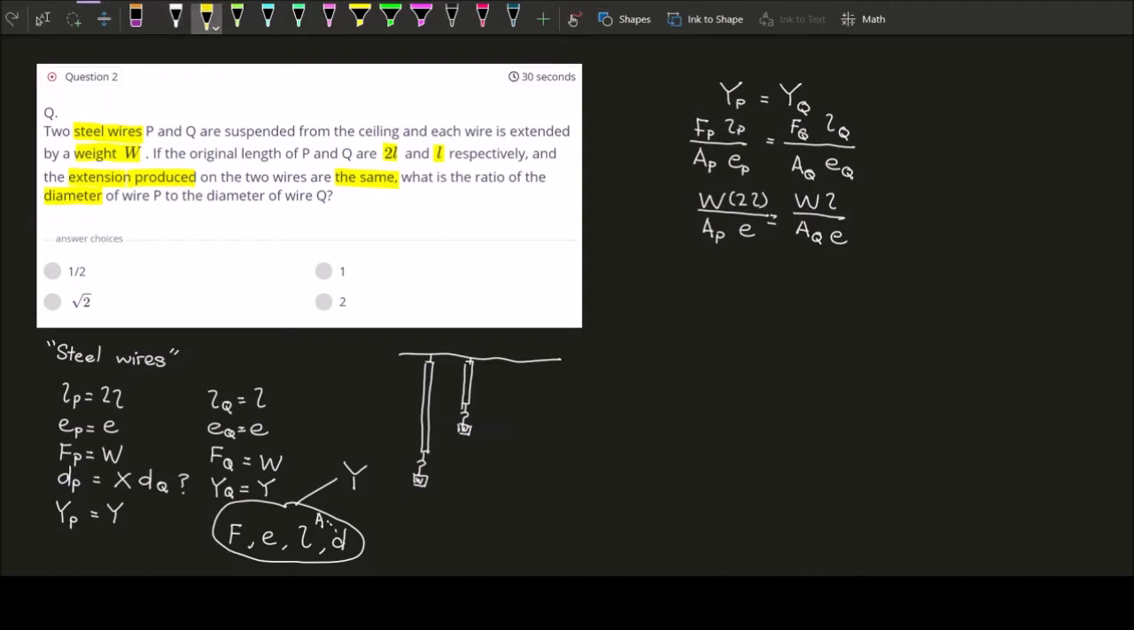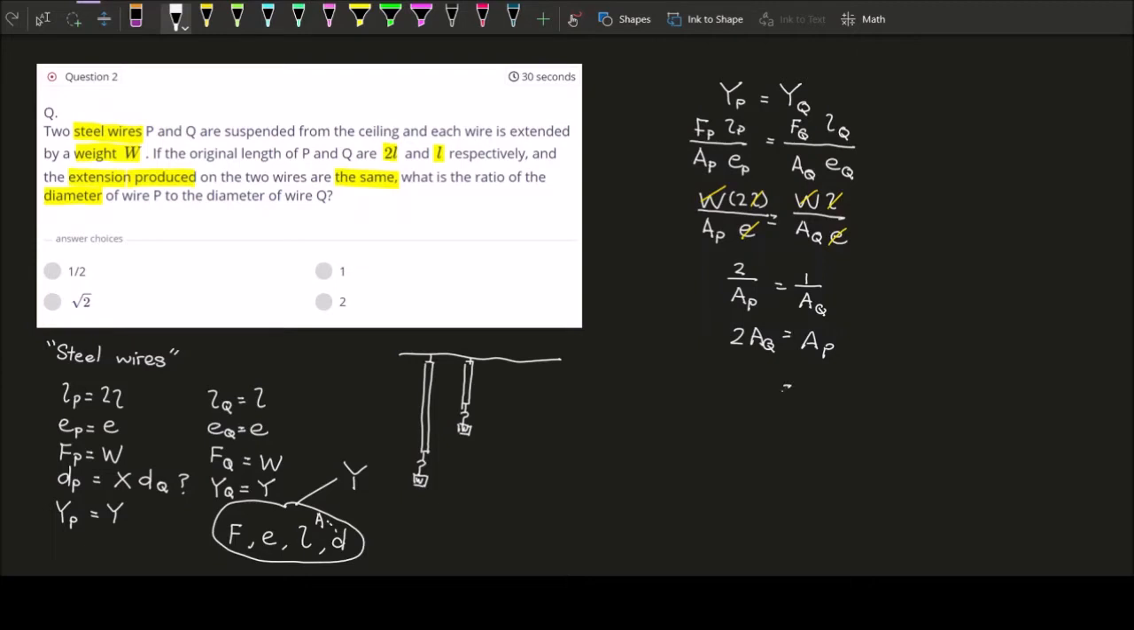So with the situation now, we can cut the W, we can cut the L, and we can cut the E. So we are left with 2 over AP equals to 1 over AQ. So that will mean 2AQ equals to AP. Okay, so that's the situation now.